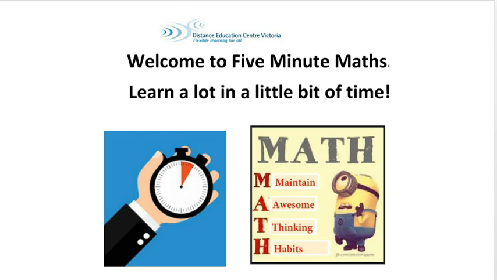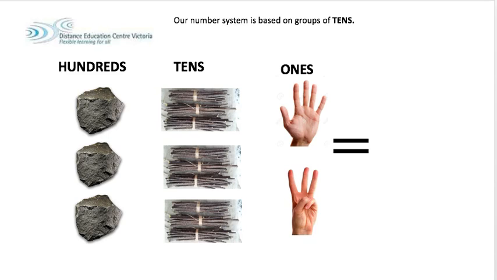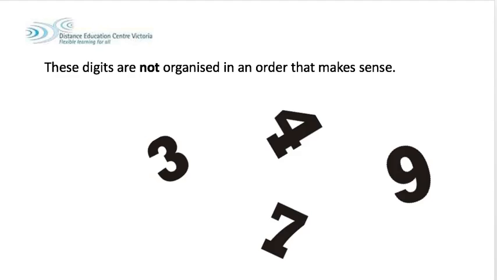Let's have a look at what we learned last week. We learned last week why our number system is based on groups of 10. It's because we have 10 fingers and it made it easier to count. Why is our number system based on groups of 10? When we have 10 of those, we have one of those, and when we have 10 of those, we have one of those, so we exchange the whole time.